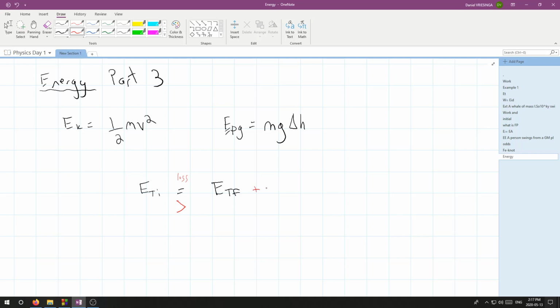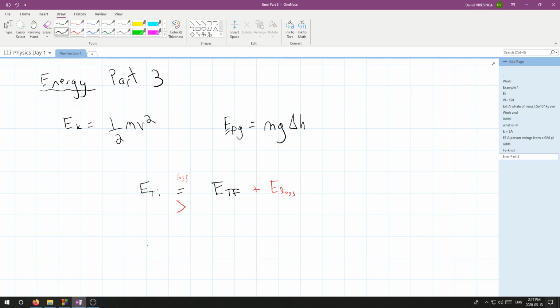So usually what I put here, if this was a real life situation, is I would say that the total initial energy is equal to the total final energy plus some sort of loss that occurred. But we're not going to jump into that at this point.